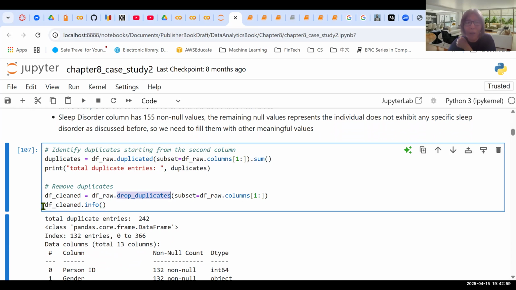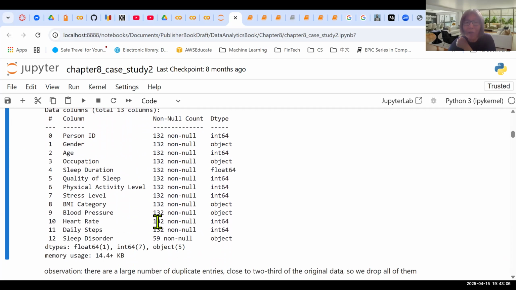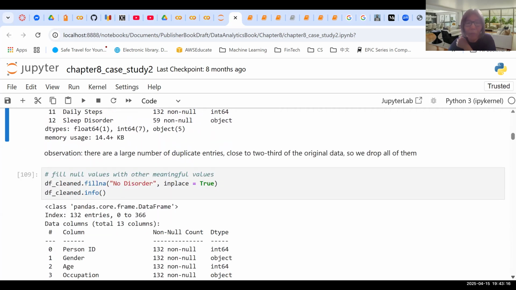After that, let's take a look at the cleaned data. So here is the clean data now. We dropped two thirds of the data. And because of the last column, now we cannot just leave it there. We need to fill it for the analysis.